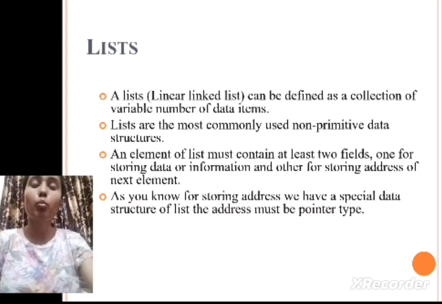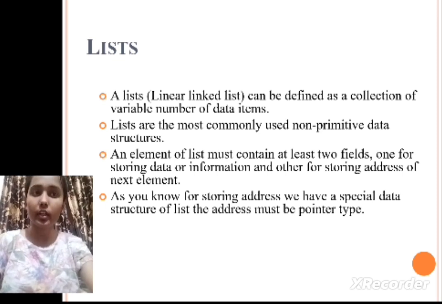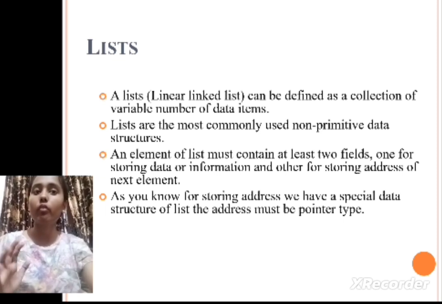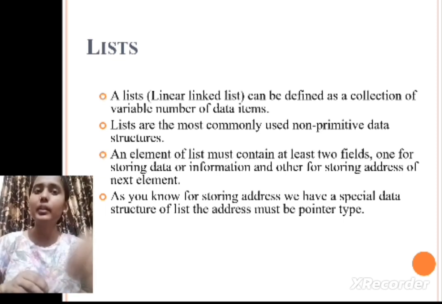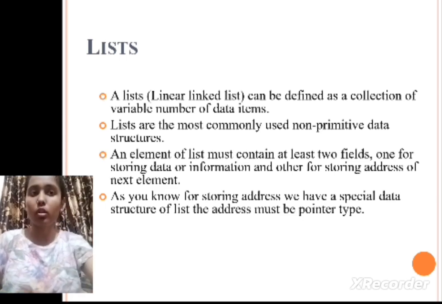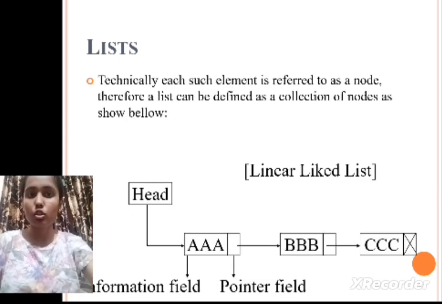Now moving towards the list. What is a list? A list is a non-primitive data structure. It can be defined as a collection of variables of a number of data types, and the elements are stored in contiguous memory locations. Technically, each element in a linked list is referred to as a node, and the list can be defined as a collection of nodes.